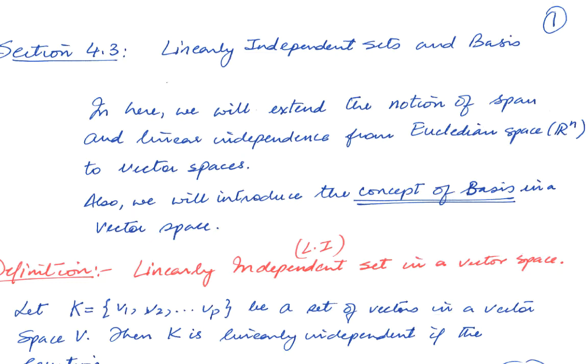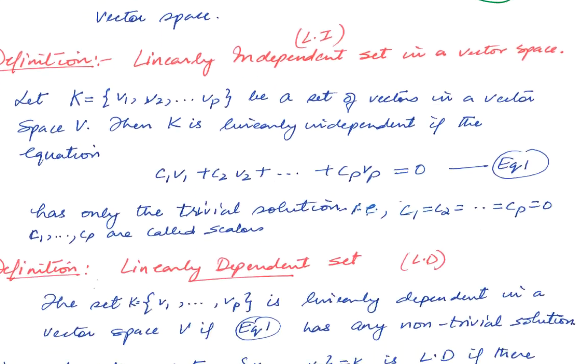Now, here what we are going to do is extend the notion of spanning and linear independence from a Euclidean space to vector spaces, and also introduce the concept of bases in a vector space. So first of all, what is the meaning of a linearly independent set in a vector space?